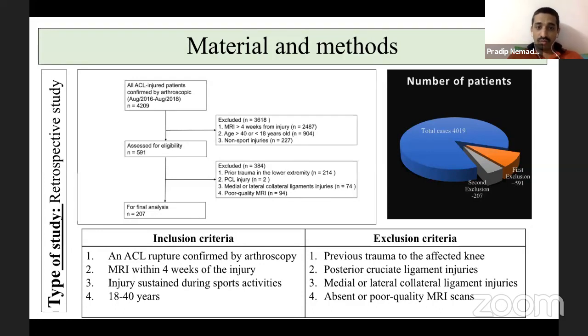3,618 because the MRI was more than 4 weeks from the injury, the age was either more than 40 or less than 18, and there were non-sports injuries. Out of that, only close to 590 were eligible for assessment, and out of that again 384 were excluded because there was prior trauma in the lower extremity, a PCL injury, collateral injuries, or a poor quality MRI. For the final analysis they have taken 207 patients.